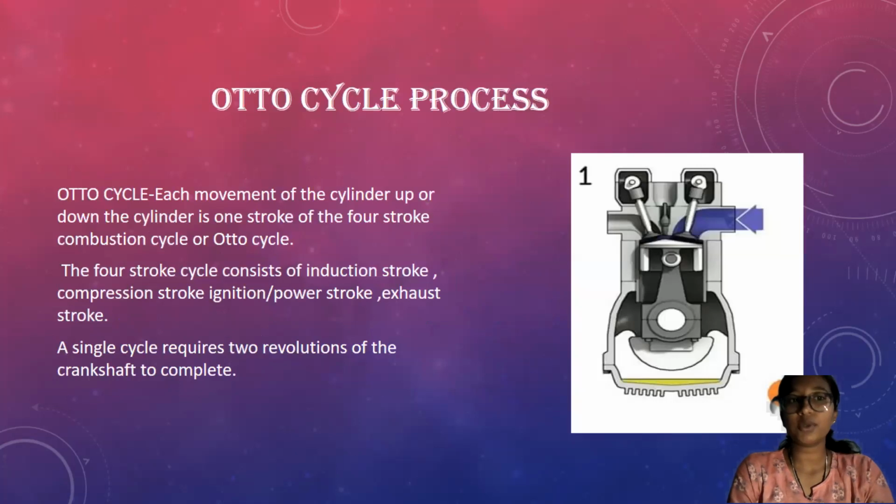The process of the Otto cycle. Each movement of the piston up or down the cylinder is one stroke of the four-stroke combustion cycle. The four-stroke cycle consists of the induction stroke, compression stroke, ignition stroke, and the exhaust stroke. A single cycle requires two revolutions of the crankshaft to complete.